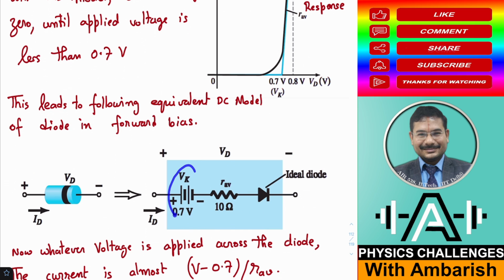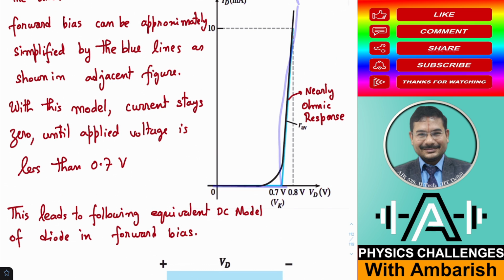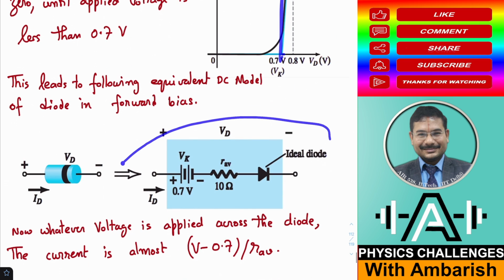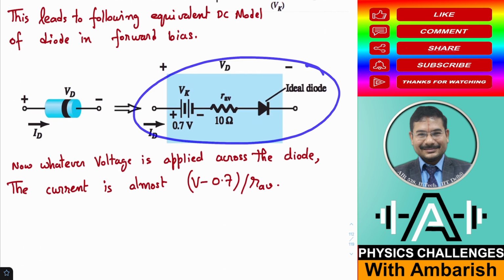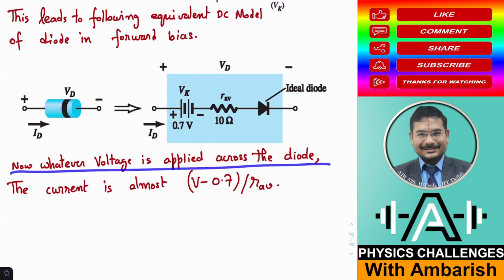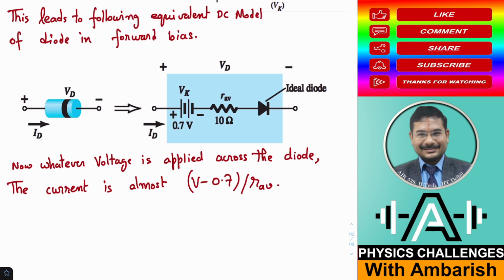So basically this characteristic curve is essentially a combination of a reverse battery of 0.7 volt followed by an ohmic resistor. This is very important. This is the DC model of a diode, the approximate model. Instead of taking the curve, we suppose we are operating somewhere over this region, and then this is a very good approximation of the diode that we can use. Whatever voltage V is applied across the diode, the current will be V minus 0.7 divided by the dynamic resistance of the diode, which is 10 ohm.